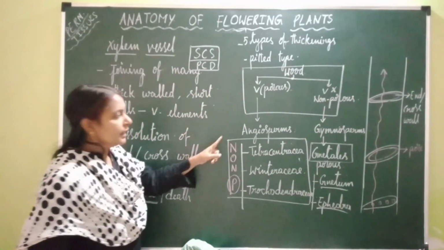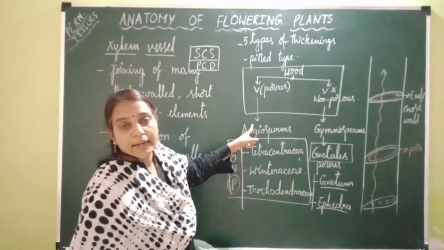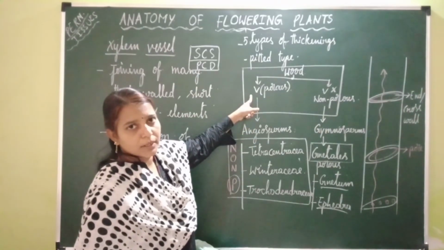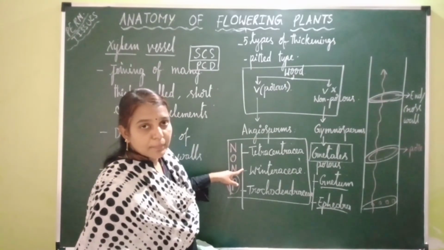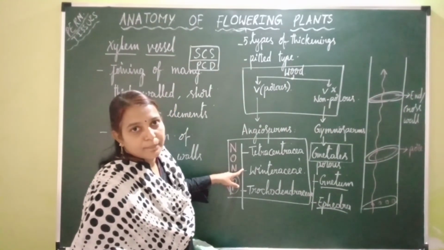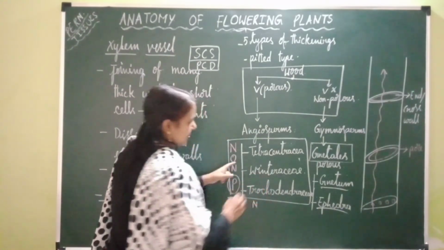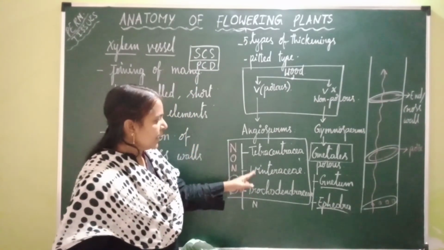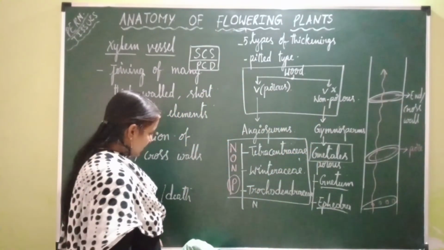Right, next coming to angiosperms. In angiosperms, the xylem consists of vessels, and hence the type of wood present in angiosperms is porous wood. But three primitive families belonging to angiosperms lack vessels in their xylem, and hence what type of wood will be present? Non-porous wood will be present, right? What are those families? Tetracentraceae, Trochodendraceae and Winteraceae. Okay, so this is about vessels.